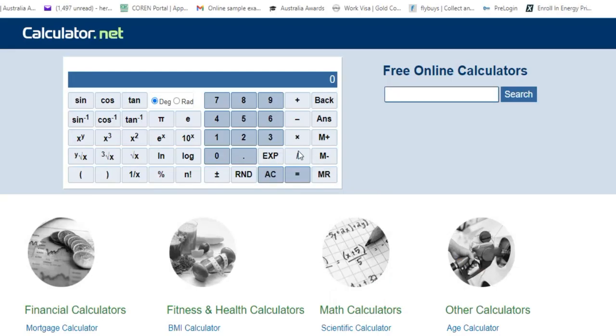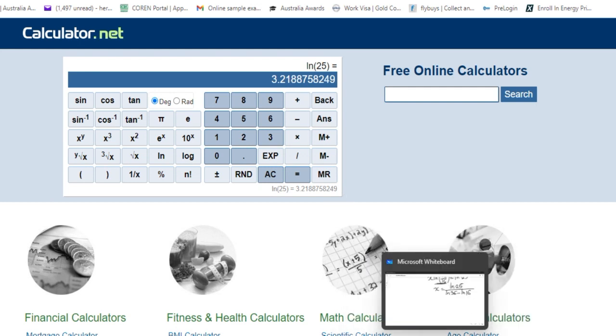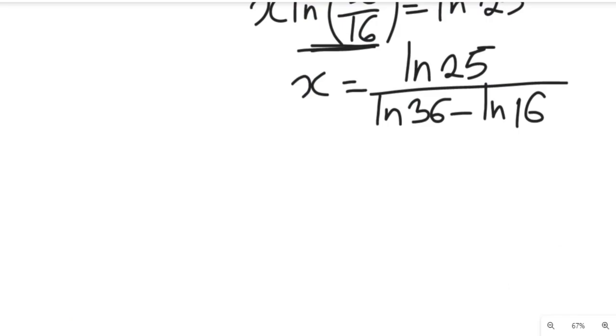Now, if we turn to our calculator, we'll find the natural log of 25, and the natural log of 25 will give us 3.219. So if we go back to that expression, we find that x will be equal to 3.219.